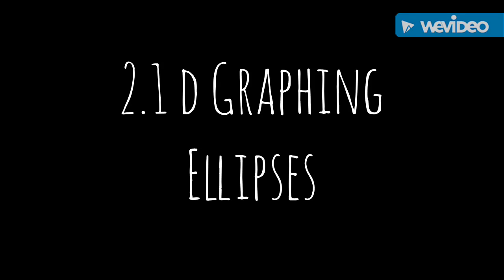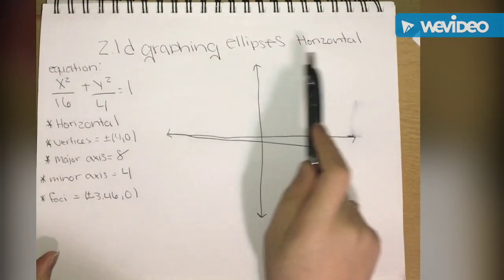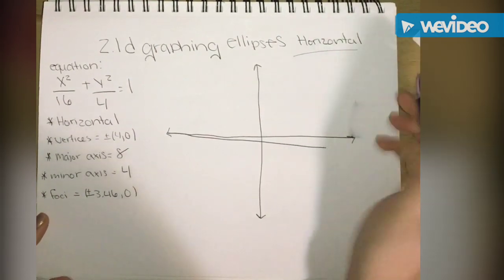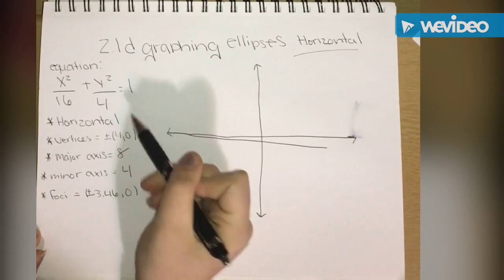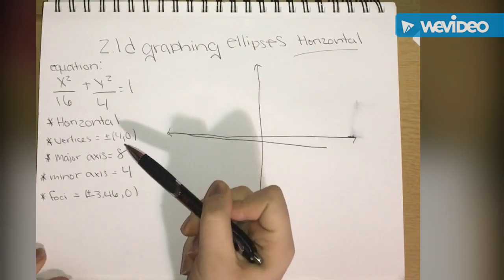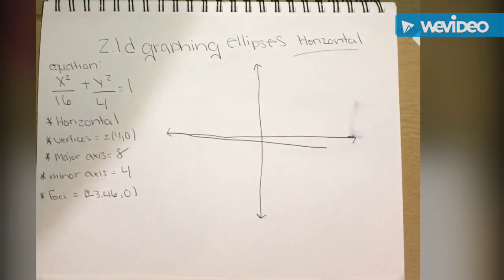Graphing ellipses 2.1d. We're graphing horizontal ellipses to start, using the same equation from 2.1c because it'll make it a little bit simpler. And we're going to show you today how to graph them. We know that's horizontal because the larger number is underneath the x squared and not the y squared.